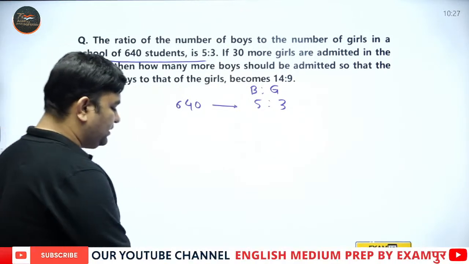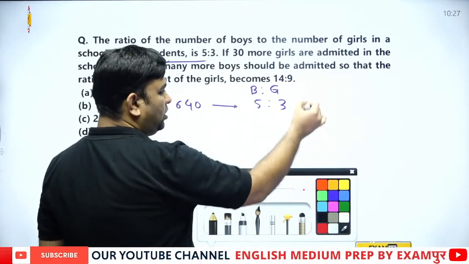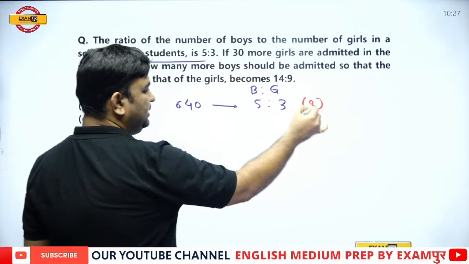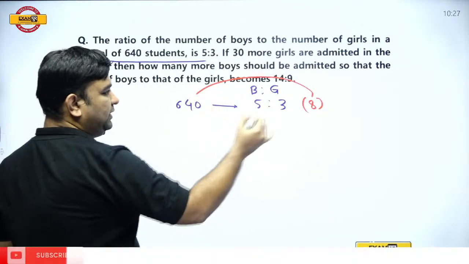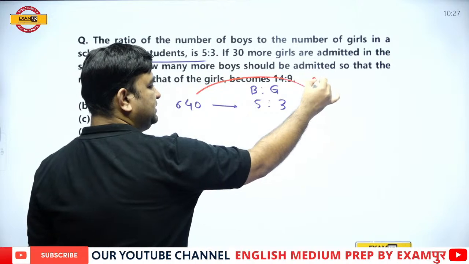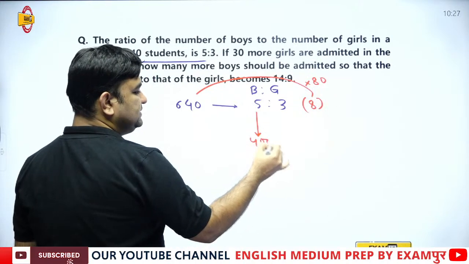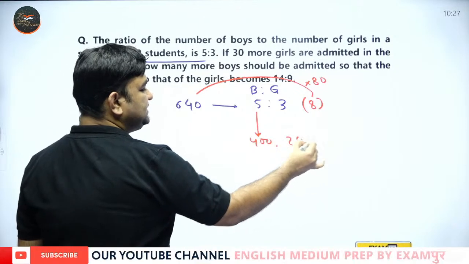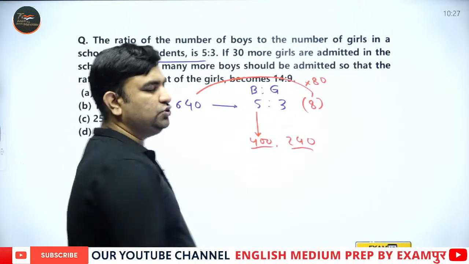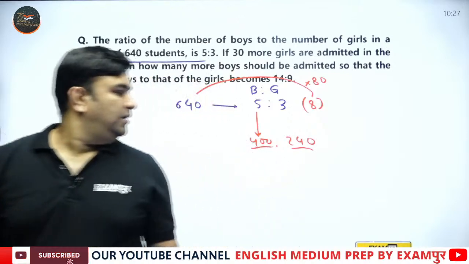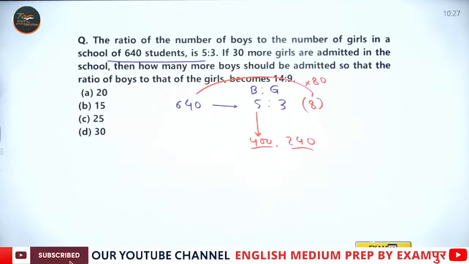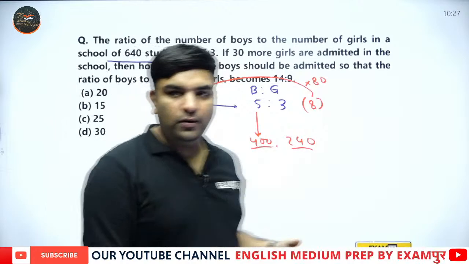So you will say, sir, according to the ratio, total is 8. 8 is equal to 640, means 1 is equal to 80. So 5 is equal to 5 into 80, 400, and 3 is equal to 240. So these are their actual values. Boys and girls are 400 and 240.